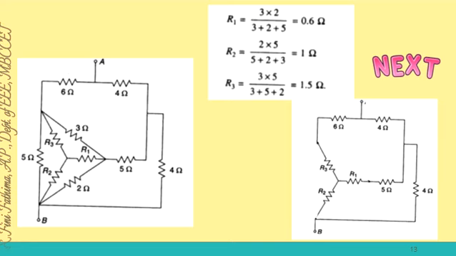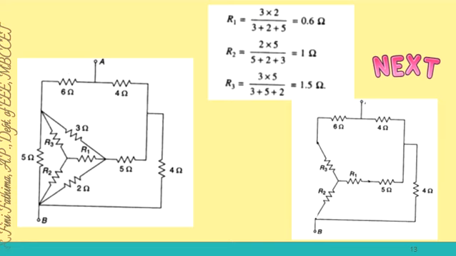And next, you have to find out R1. How can we find out R1? This is R1. So the product of the adjacent sides is 3 into 2, which is 6, divided by 10 is 0.6. Okay, so we have found out R1, R2, R3. Now we have to redraw the circuit.